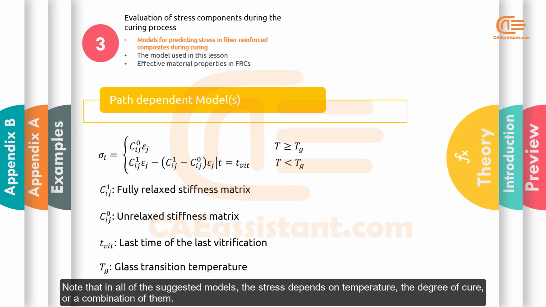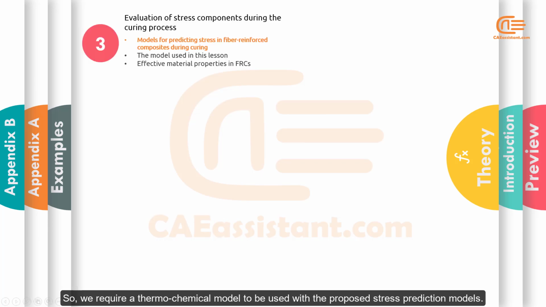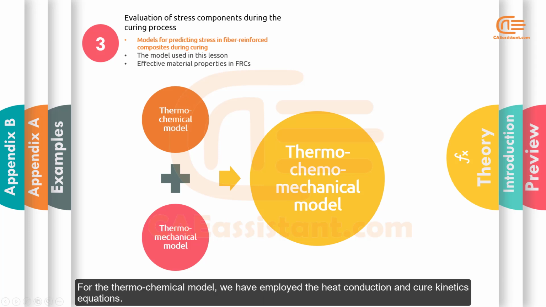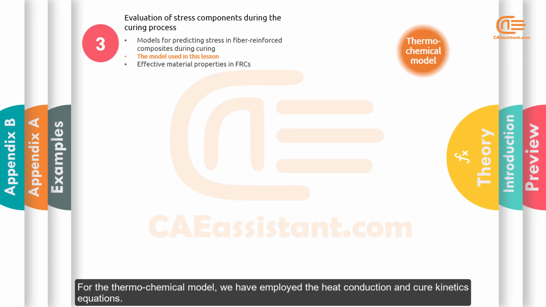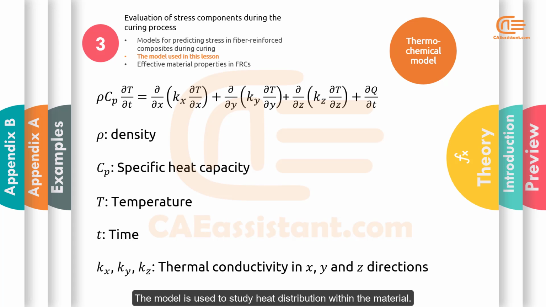Note that in all of the suggested models, the stress depends on the temperature, the degree of cure, or a combination of them. So we require a thermo-chemical model to be used within the proposed stress prediction models. This forms the basis for the thermo-chemo-mechanical analysis in this lesson. For the thermo-chemical model, we have employed the heat conduction and cure kinetics equations. The model is used to study heat distribution within the material.